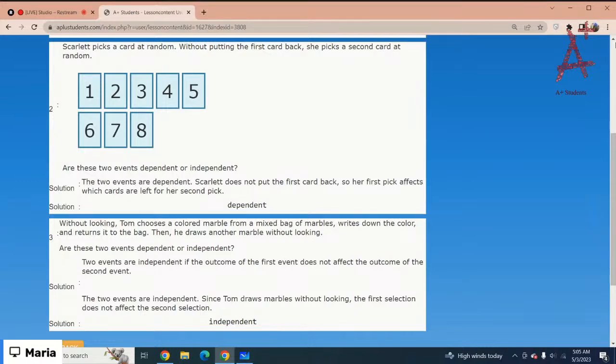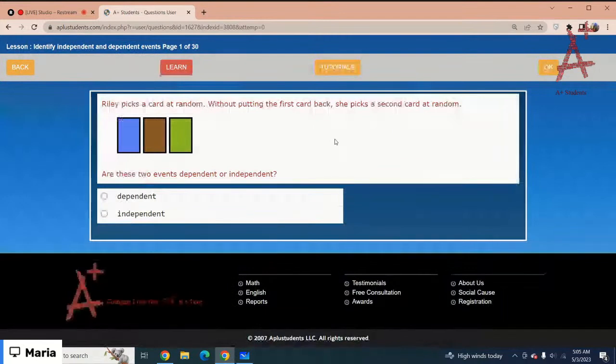Let's start with the practice question. Riley picks a card at random. Without putting the card back, she picks a second card at random. Are these two events dependent or independent? Just look at the outcomes for the first and second time. The first time, she has 3 cards. She picks one card, let's suppose the blue one, and doesn't put it back. The second time, she has just 2 options. So the outcome of the first event influenced the outcome of the second event. If the outcomes remain the same, they are independent, but here they are dependent because the first time she has 3 outcomes and the second time she has 2 outcomes. So they are dependent events.